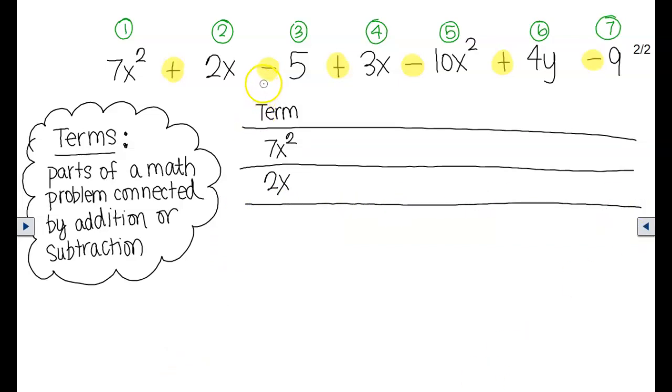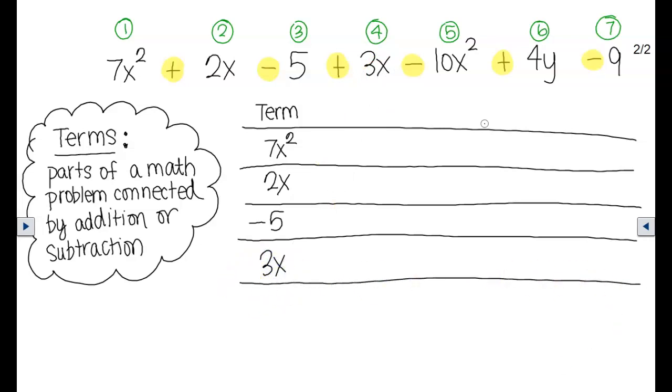The next thing I see is minus 5. Minus 5. So that 5 is being subtracted. That makes him a negative 5. Then I see plus 3x. Plus 3x. He's being added, so that makes him a positive 3x. So I want you to notice what I'm doing. I'm looking at the sign directly in front of the term and using it to help me decide if that term is positive or negative. So continuing on, after plus 3x, then I have minus 10x squared. Minus 10x squared. He's being subtracted, so that makes him a negative 10x squared.